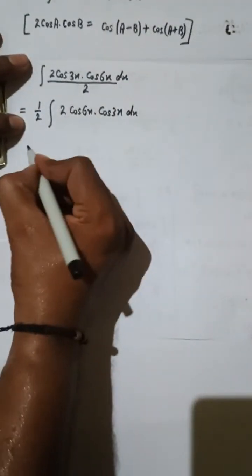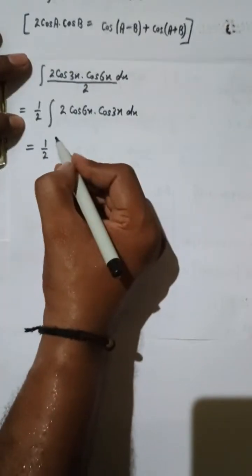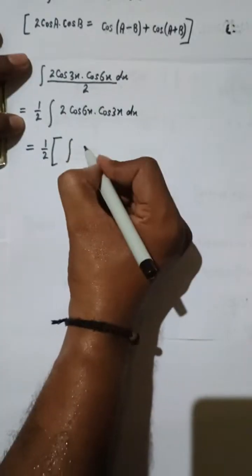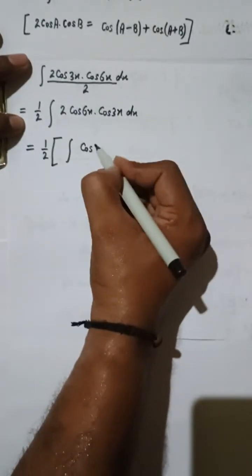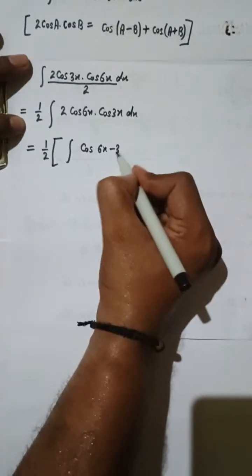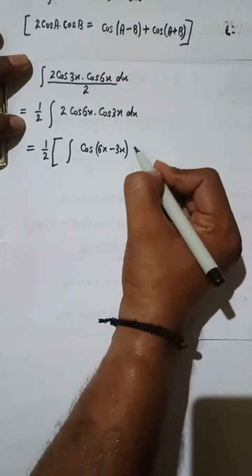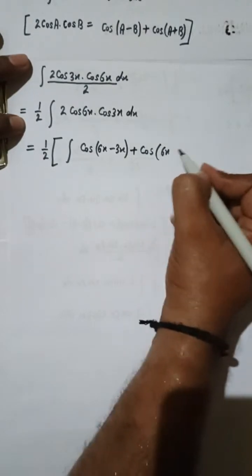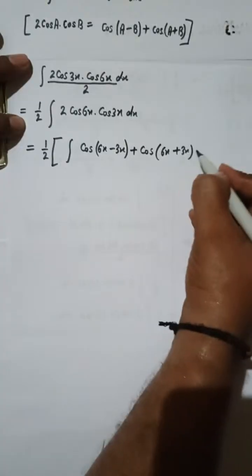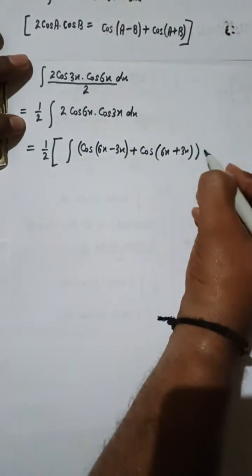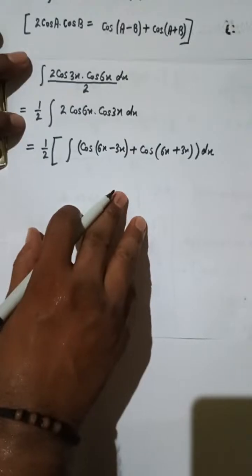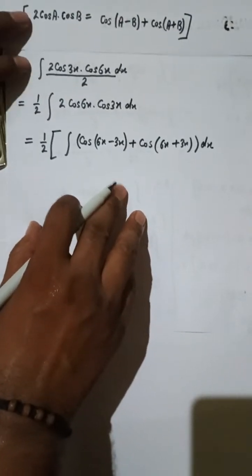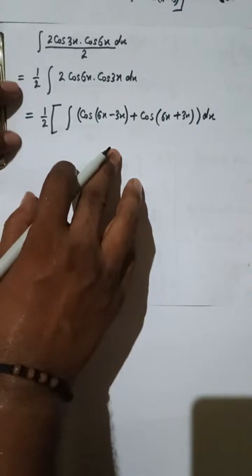Okay, so here 1 by 2, and do this transformation. So here cos 6x minus 3x, then plus cos 6x plus 3x, okay, and dx. Clear? Yeah. So shall we move ahead? Yeah.